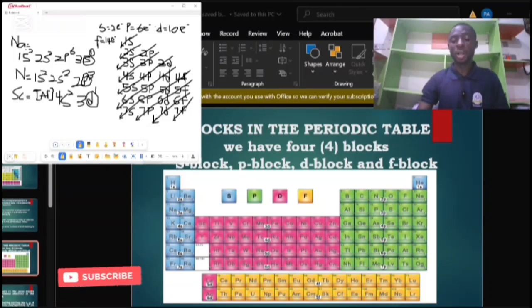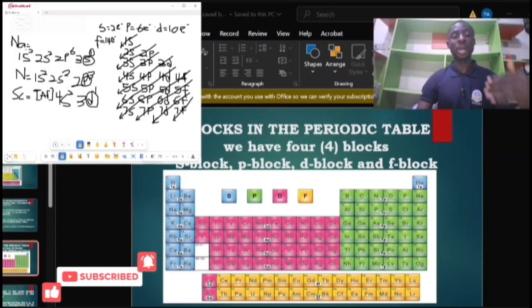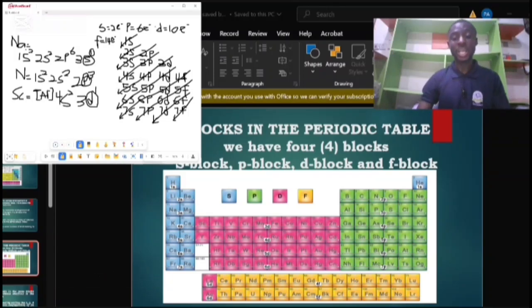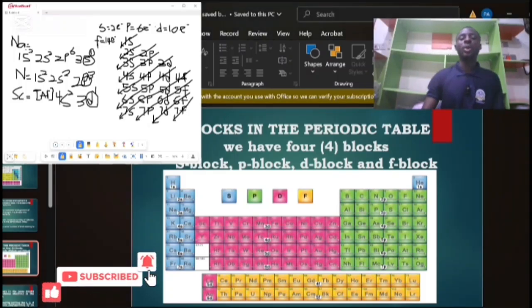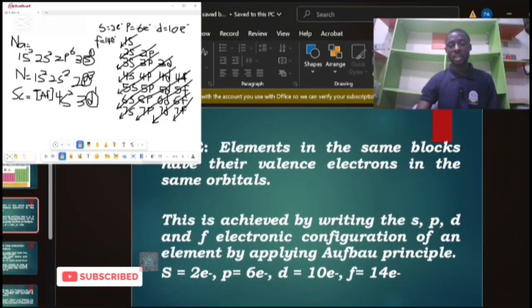So that brings us to the end of how to recognize which block an element belongs to in the periodic table. Now, let's go to the next thing.